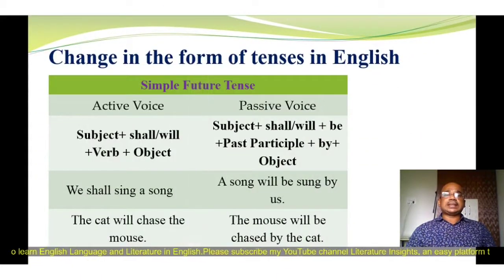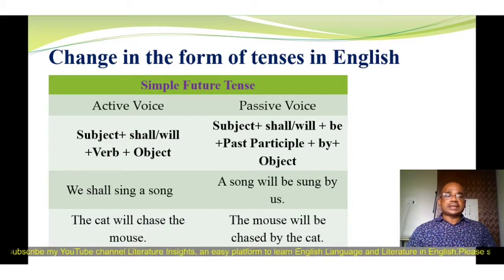Next tense is simple future tense. So we can see here the structure of active voice and passive voice. Subject plus shall or will plus verb plus object. Subject plus shall or will plus be plus past participle plus by plus object.